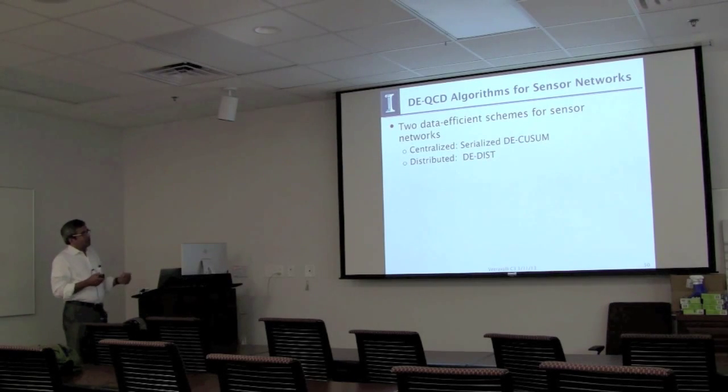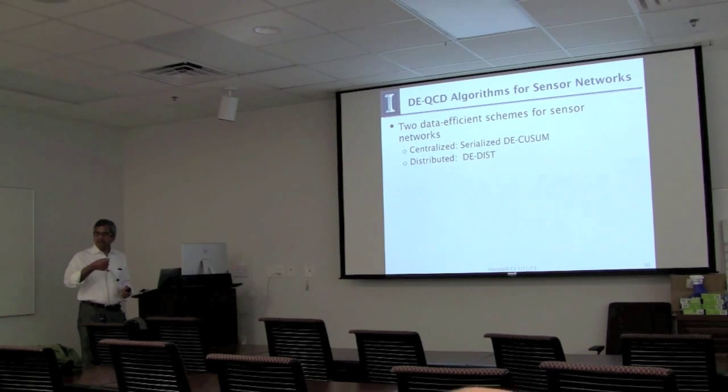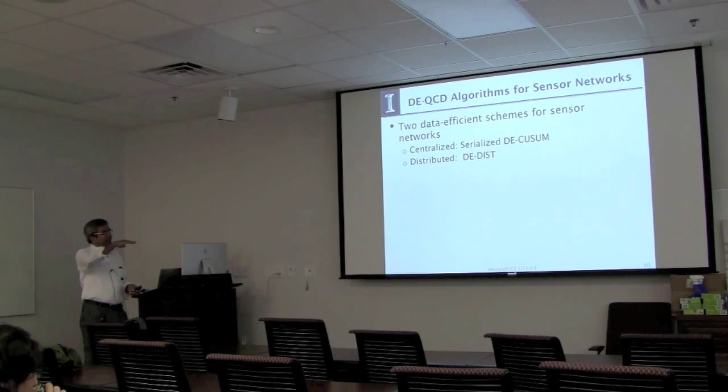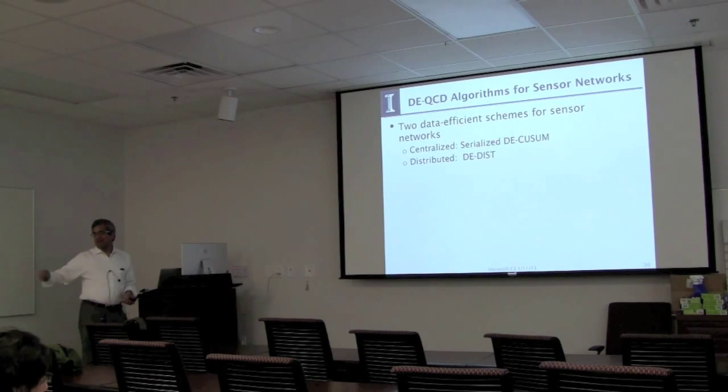We tried two different approaches, again very simplistic at this point. One is just to serialize the DEQ sum algorithm that we had before, the data efficient Q sum algorithm. In the serialization process, we allow the fusion center to query the sensors. It thinks of the observations from sensors, which are over space, as being put serially in time instead, and then runs the data efficient algorithm on that sequence. So you take an n-dimensional vector from the n sensors and make it into a single dimensional sequence.